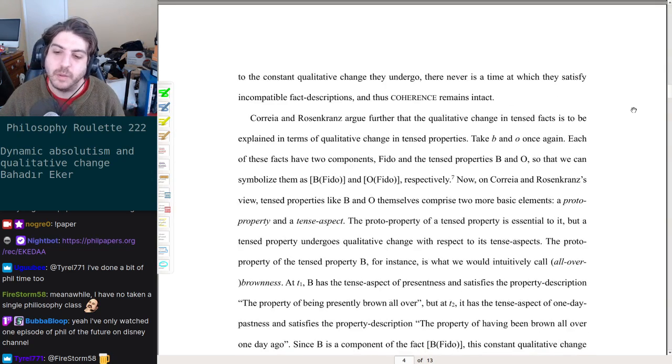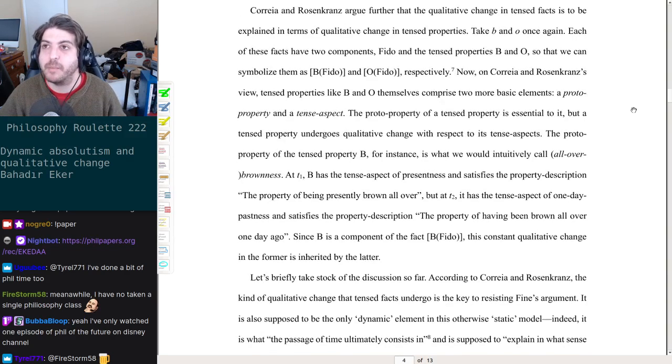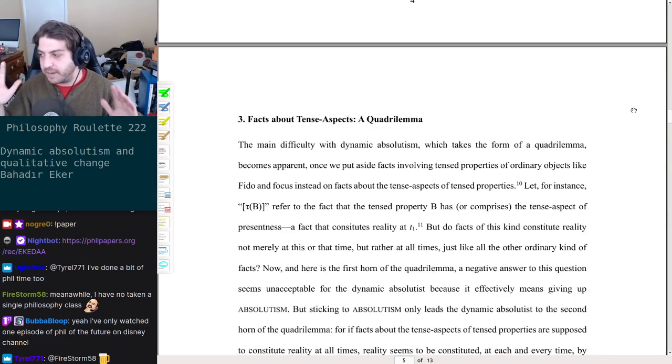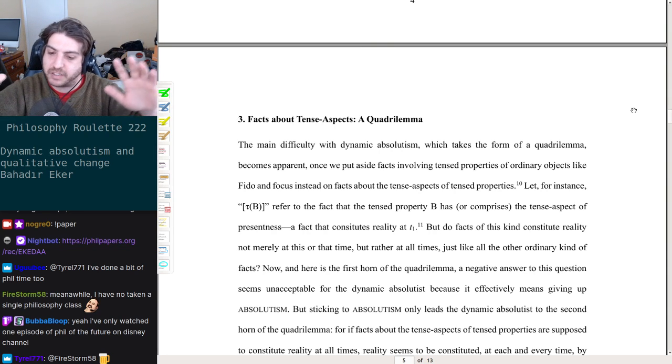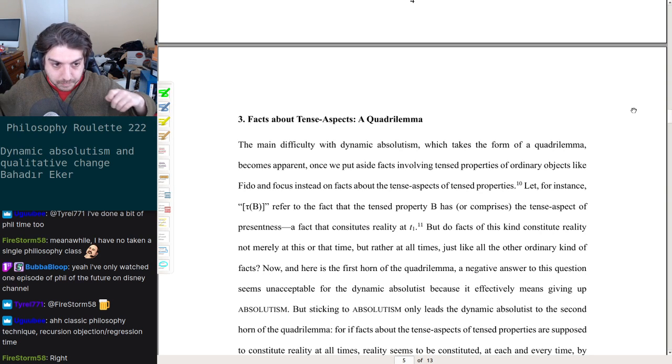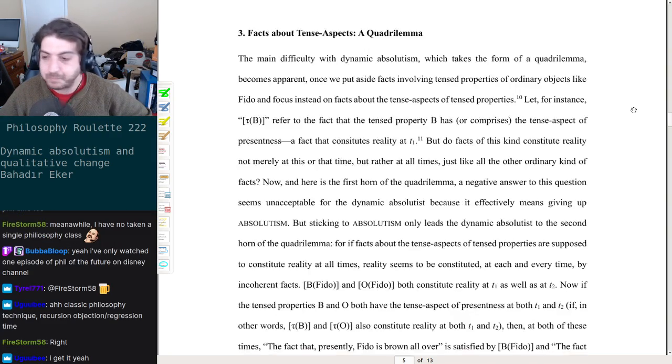Then you create a regress, because you talk about when is the fact of the fact present, and when is the fact of the fact of the fact present, ad infinitum. And so that's kind of what happens if you want to hold on to this view of the world that the facts just kind of hold in the A theory of time. Then yeah, that's exactly what's happening in this paper.